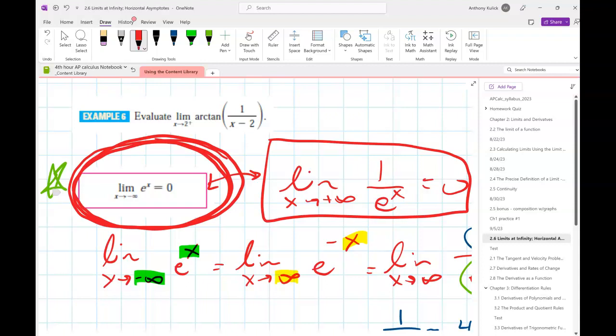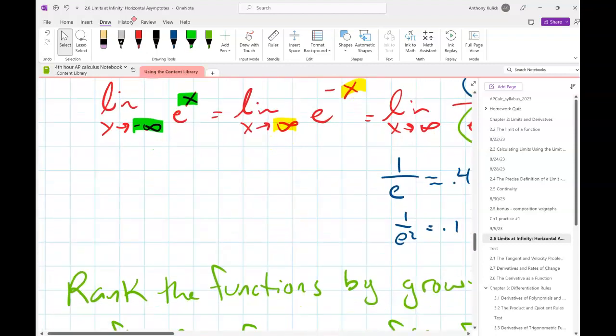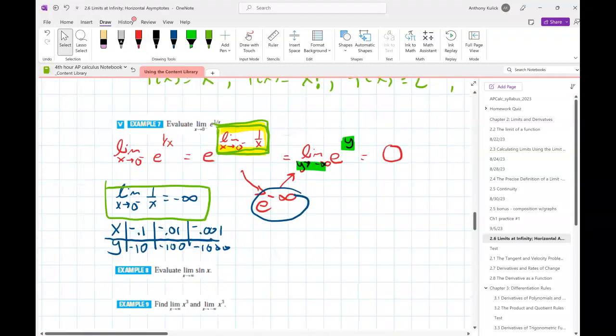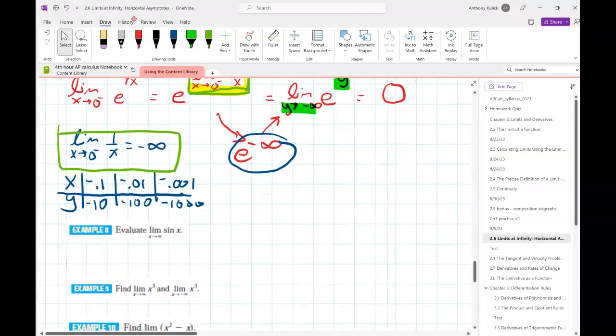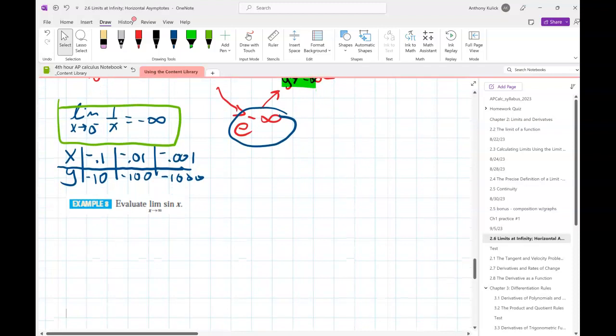Am I good to move on to the next one? Yeah. Okay. I didn't want to rush anybody through if they were copying or still thinking. Let's look at this one. Here we have the limit as x approaches infinity of sine x.